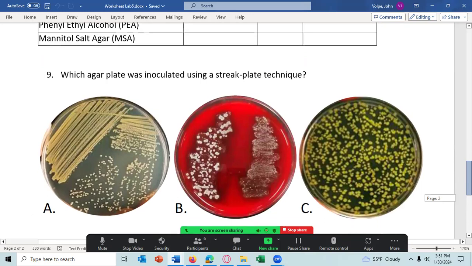All right. For question 9, it says which agar plate was inoculated using the streak plate technique, meaning the colony isolation technique. Plate A, plate B, or plate C, and write your answer there. Any questions about this lab? All right, if there's no questions, I'm going to stay.